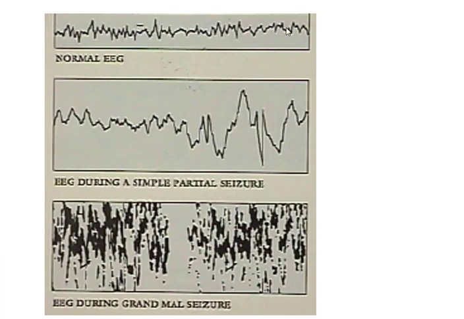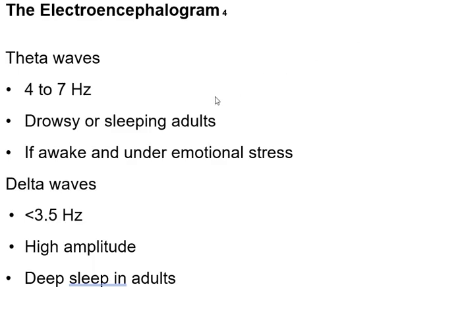This is a normal EEG, just chilling, not thinking about anything too much. Here's someone who's having a simple partial seizure, not a whole brain seizure. And here's a grand mal seizure. There's the electrical activity.